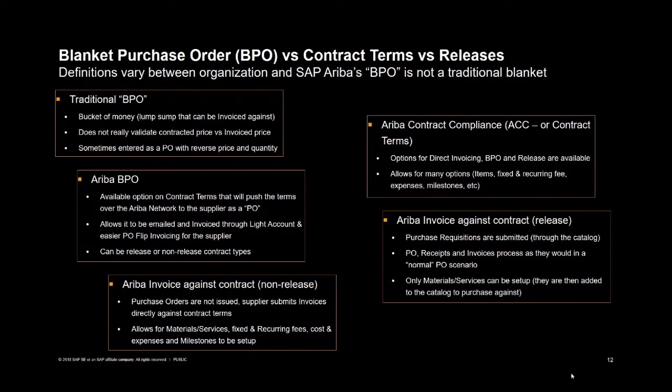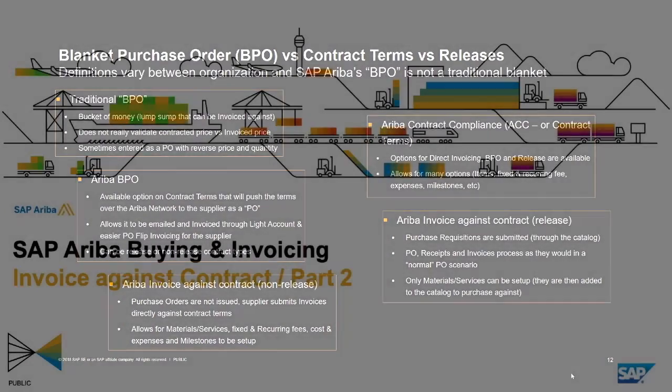And then finally, up at the top is Ariba Contract Compliance. Sometimes you'll refer to it as ACC, contract terms, or invoice against contract. All three basically mean the same thing. And that is your option for direct invoicing, BPOs, and releases. Again, Ariba BPO means that it's going to send it on the network, which is different than the traditional BPO. And it allows for probably the most flexibility in the system, as we've discussed previously, where you can set up a lot of different options to allow for invoicing, releases, non-release, etc.